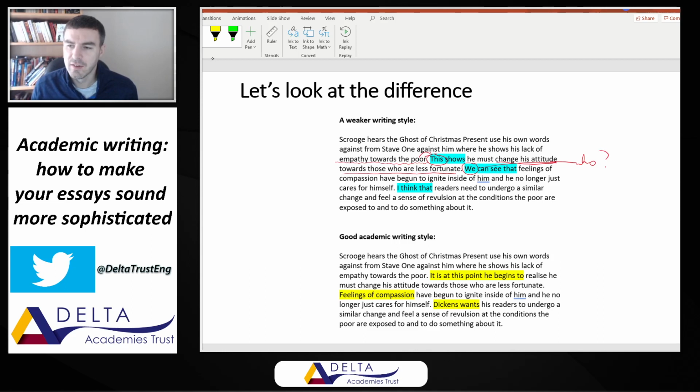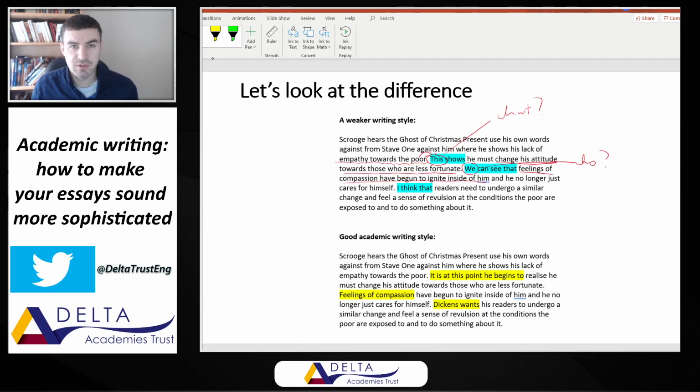Who is that? I'm just going to put on there, because that's also... And again, it's a lack of clarity. Who can see this? Why can we see this? And what does it go on to say? We can see that feelings of compassion have begun to ignite inside of him. Right. Well, that's the important bit again. So try and front the important bit to the beginning of the sentence.